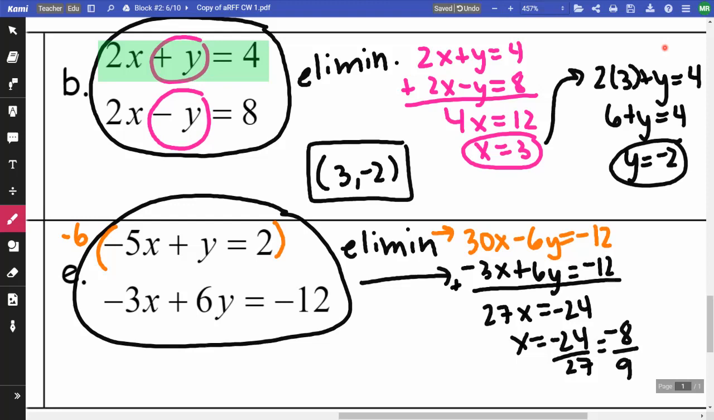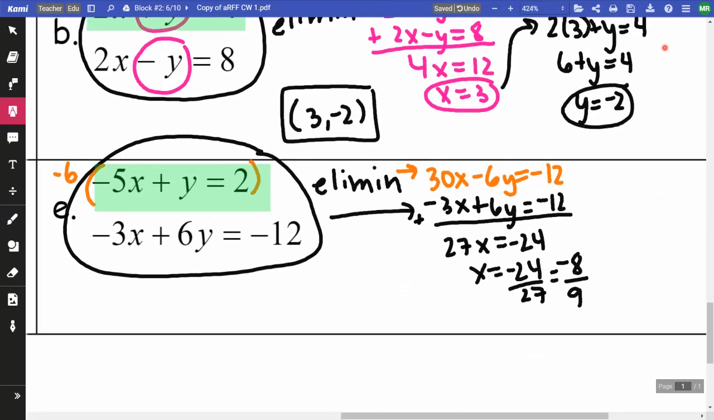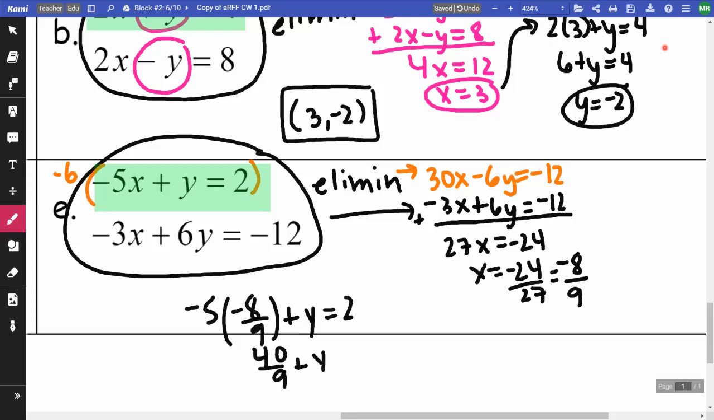I'm going to put this into one of the equations to see what I get. Let's say I put it into the top equation. Neither of them are going to be pretty, but that one at least is just a plain y. So I'm going to get negative 5 times negative 8 over 9 plus y equals 2. So I'm going to get 40 over 9 plus y equals 2. And then I can put 40 over 9 in my calculator if I want, but I can also times this by 9, times this by 9, times this by 9 to fraction bust. So that's going to be gone.